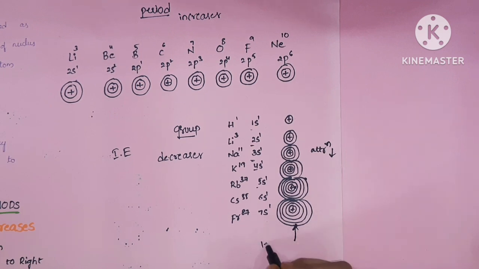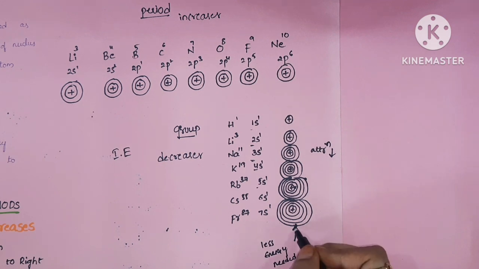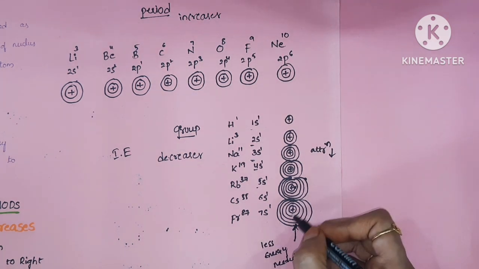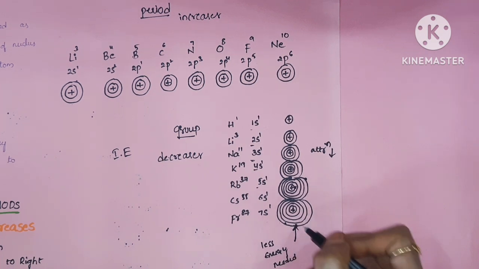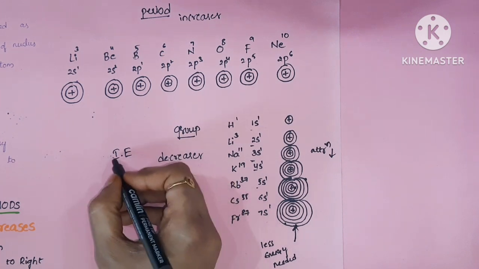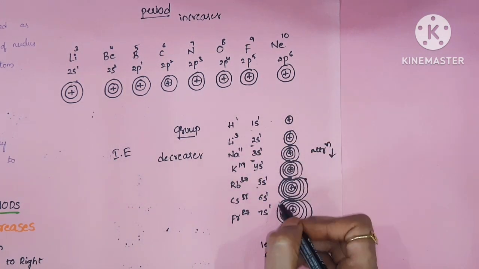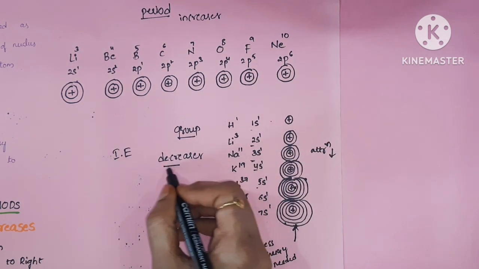That's why we can remove the electron from it very easily. That means less energy is needed. Why? Because the attraction between the nucleus and outer electrons is very low. That's why, from top to bottom, ionization enthalpy decreases.